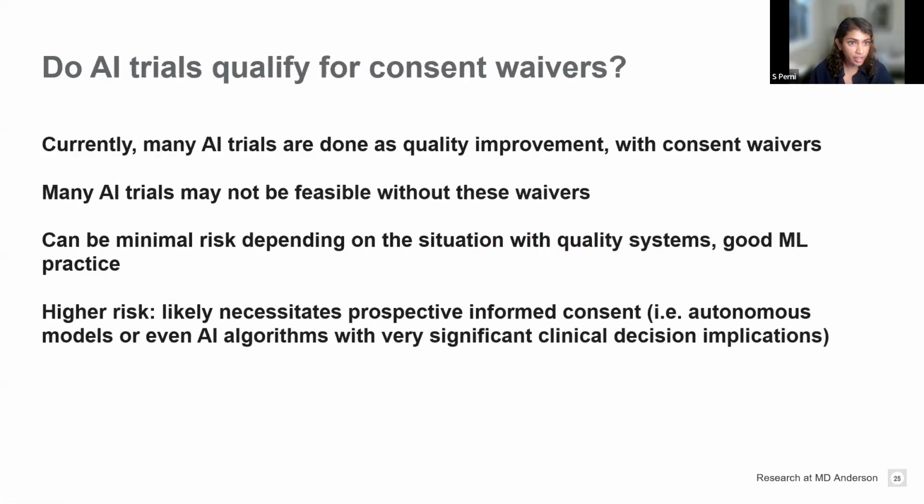So for all trials using AI, should we allow for these consent waivers? Because most will not be feasible without these waivers because of the amount of data that we're talking about. And currently many are done as quality improvement, and consent waivers are already used. But again, with this continuum of risk, there are some that can be minimal risk depending on the situation, with quality systems in place and good practices in place. Whereas there's some that are higher risk that likely necessitate prospective informed consent. And that might be things like autonomous models or AI algorithms with really significant clinical decision implications.